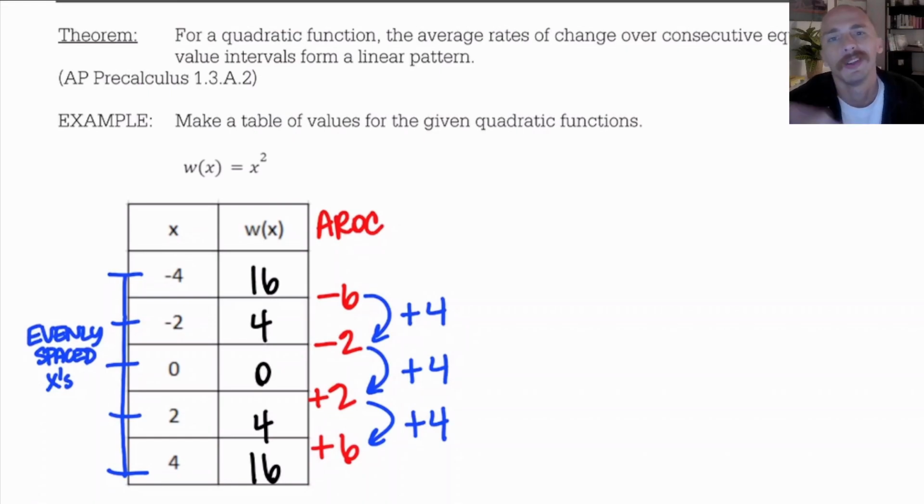So there's a couple different directions we can go with that knowledge. There's a couple different types of questions we can ask you, but for the most part, it's going to be like, okay, here's a table. Does this represent a quadratic function? You analyze the average rates of change and see if those average rates of change themselves form a linear pattern. Or we could give you part of a table and say, hey, this represents a quadratic function, have you fill out the rest? Or we could ask certain questions about the average rates of change. But I think you'll see all of those on the homework.